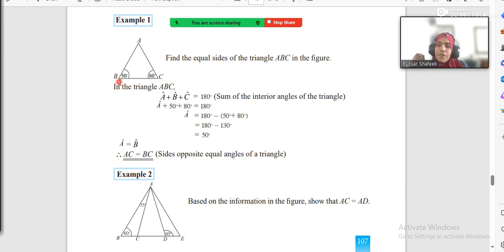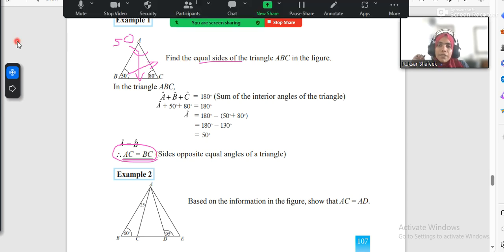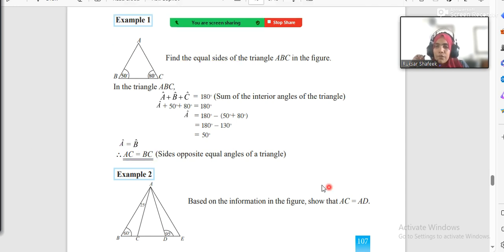We have 80 and 50. So we need to figure out what this would be. That would be 50, because angles in a triangle should add up to 180. So 50 plus 50 is 100, 100 plus 80 is 180. These are the two angles that are equal, but they're asking for equal sides. Opposite to 50 degrees here is BC. Opposite to this 50 degrees here is AC. So BC is equal to AC.